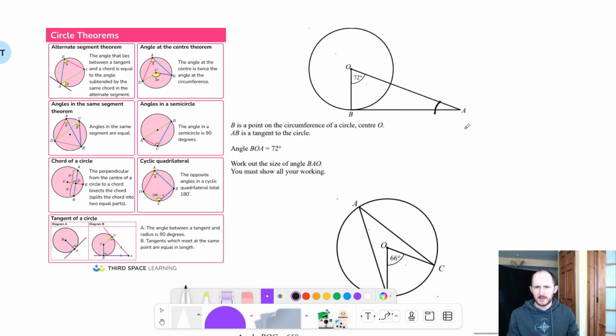So first things first, you're going to use the circle theorem that the tangent of a circle meets the radius at 90 degrees, always. So over here, this is a right angle, which means this is a right angle triangle. So we just do 180 minus 90 minus 72 to work out what that angle is. So that's 90 minus 72, which is 18 degrees.